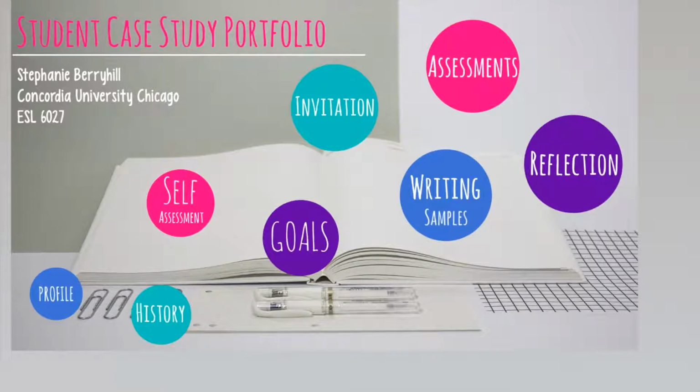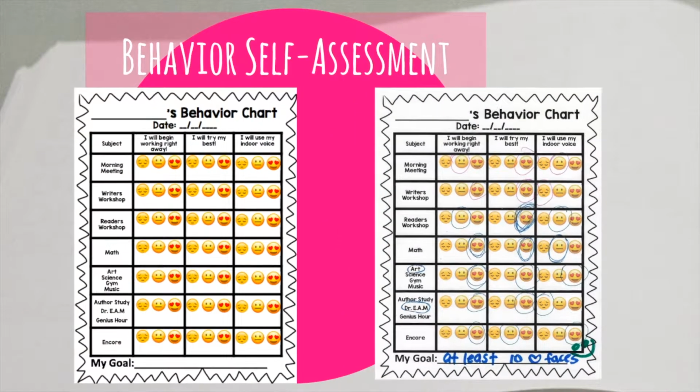Next, we'll move to talking about his self-assessment. This self-assessment is a behavior assessment because he struggles with controlling his volume in the classroom, and it sometimes interferes with his learning. Many times when his day is thrown off, he has a hard time getting started on his work and maintaining work ethic.